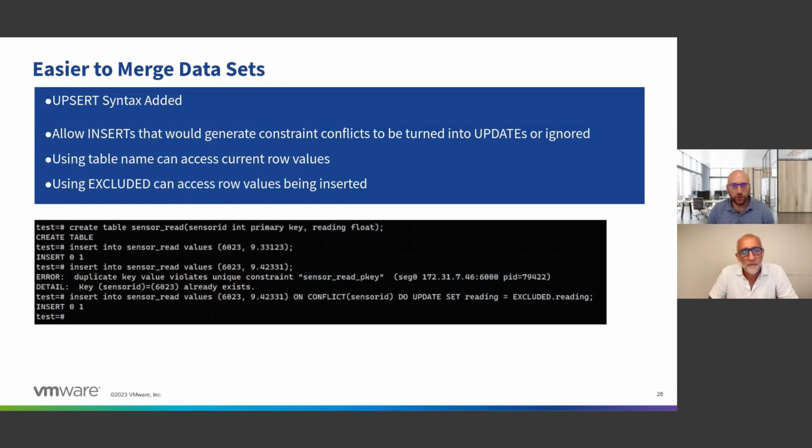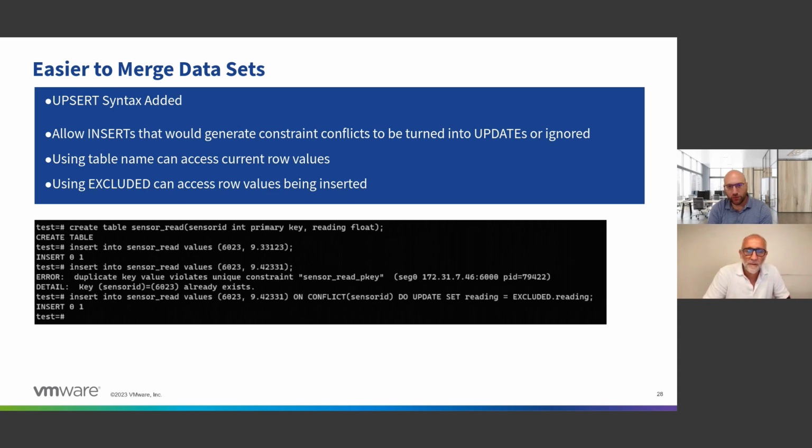And then moving on to, I like this one a lot, because I know the developer on the Postgres side who implemented this feature. The feature we're going to talk about is called UPSERT, and what it does is make it easier to merge data sets. So imagine, for example, you're working with sensor data, and every time a sensor is updated in the real world, you want to update it in Greenplum.